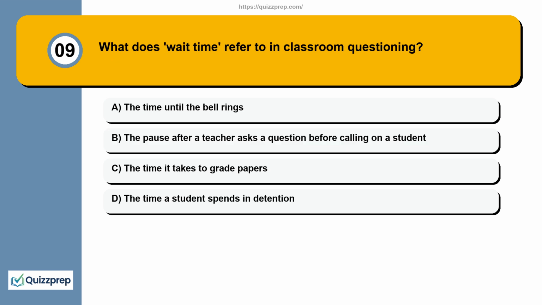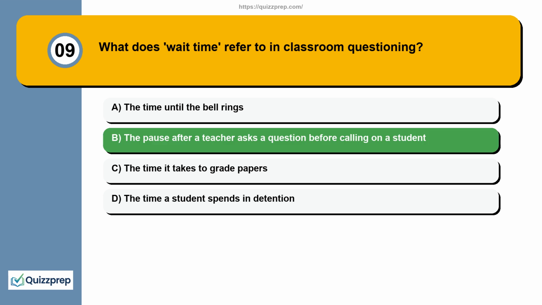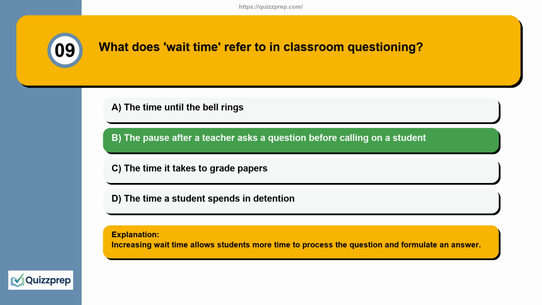Question 9. What does wait time refer to in classroom questioning? Here are your options. Option A, the time until the bell rings. Option B, the pause after a teacher asks a question before calling on a student. Option C, the time it takes to grade papers. Option D, the time a student spends in detention. The correct answer is option B, the pause after a teacher asks a question before calling on a student. Explanation. Increasing wait time allows students more time to process the question and formulate an answer.